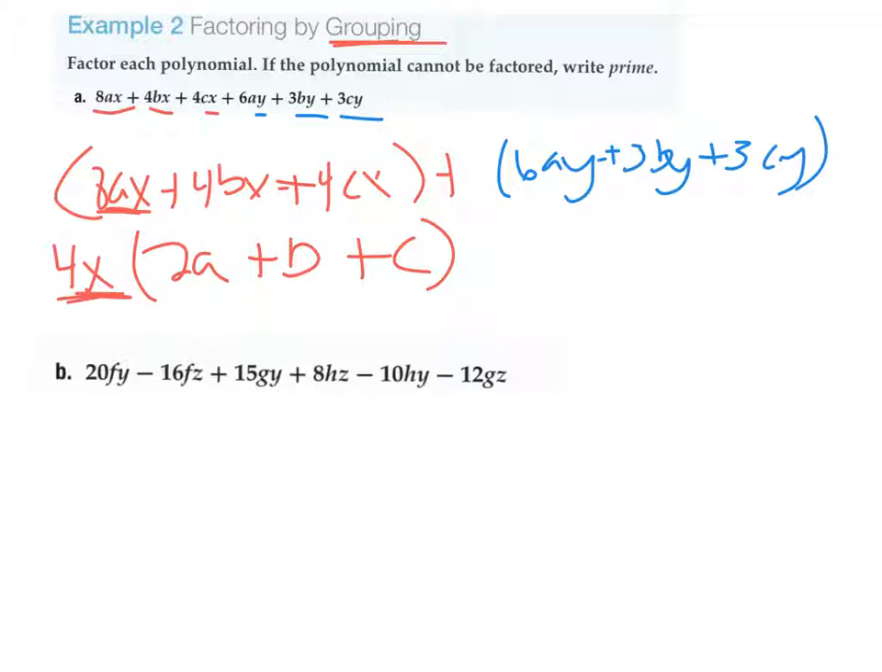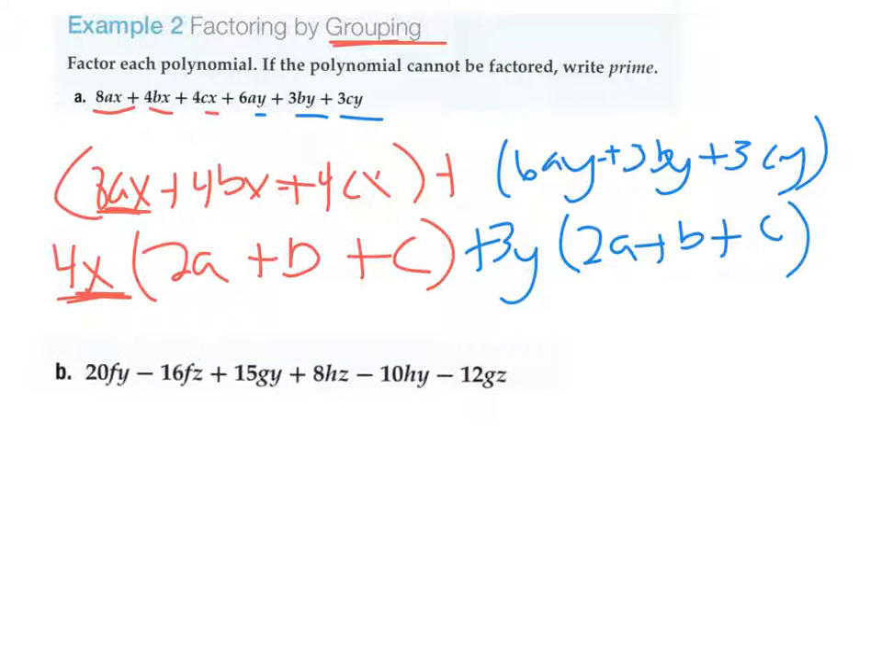Now I'm going to go over here and do the same thing. The blue, what's common between these 3 terms, it happens to be a 3y. So now we're going to pull the 3y out. We get 2a plus b plus c.